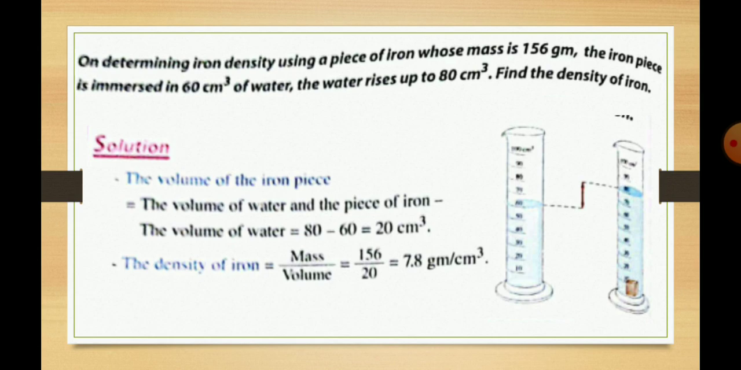So, what about the solution? First, we want to get the volume of the iron piece. The volume of the iron piece equals the volume of water and the piece of iron minus the volume of water. So it's 80 minus 60 equals 20 cubic centimeter. And the density of iron equals the mass of iron over the volume of iron, which is 176 over 20 equals 8.8 gram per cubic centimeter.